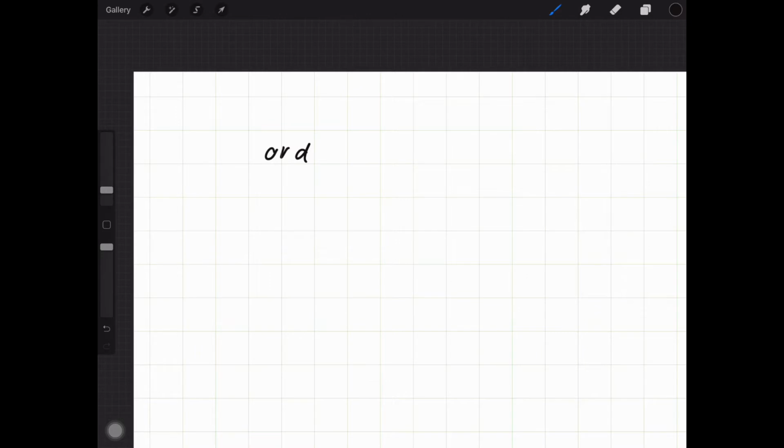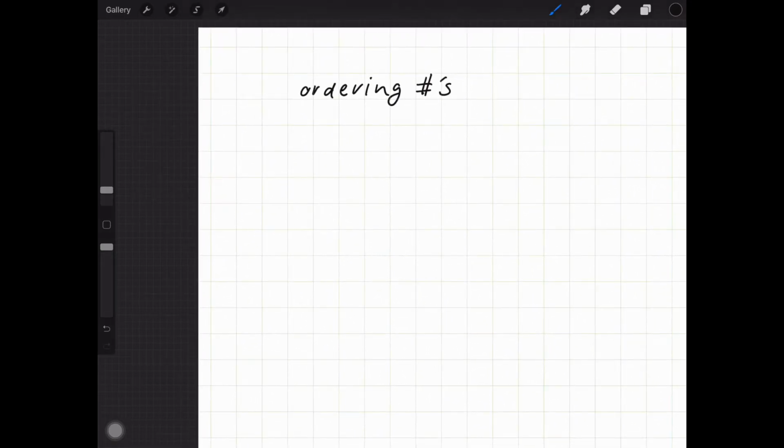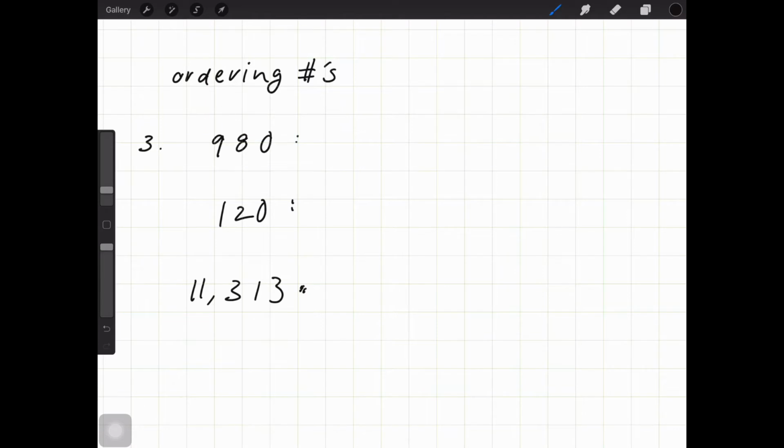We're going to look at worksheet number 2, which is ordering numbers. What that means is you're placing them, in this case, from least to greatest. So I'm going to do example number 3 for you guys. The numbers we're given are 980, 120, and 11,313. So least obviously means smallest, and just looking at these 3 numbers, we know that this number is really big. And then these are the smaller ones.